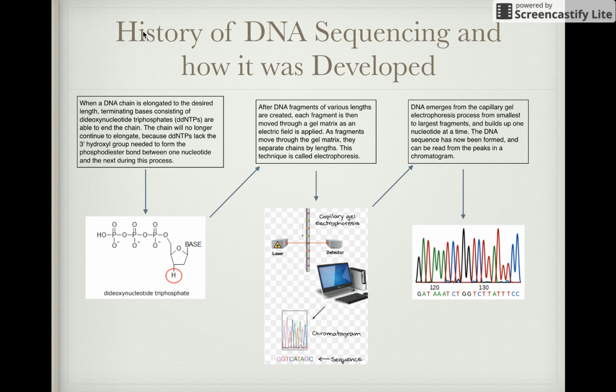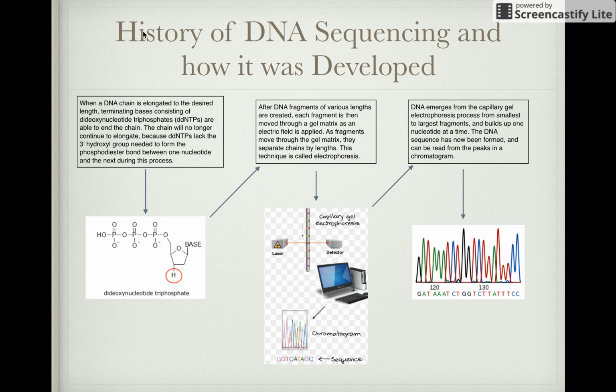When the DNA chain is elongated to the desired length, a terminating base, which consists of dideoxynucleotide triphosphates, is able to end the chain because it lacks the 3' hydroxyl group needed to form the phosphodiester bond between one nucleotide and the next.